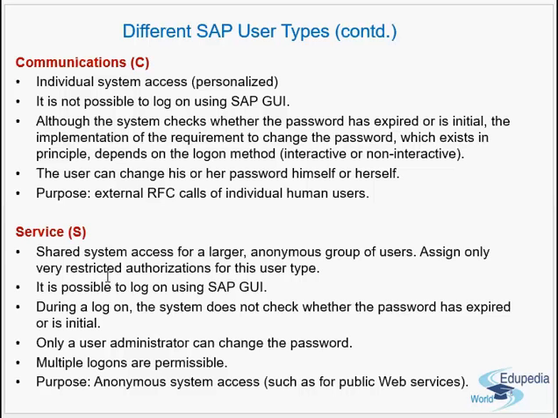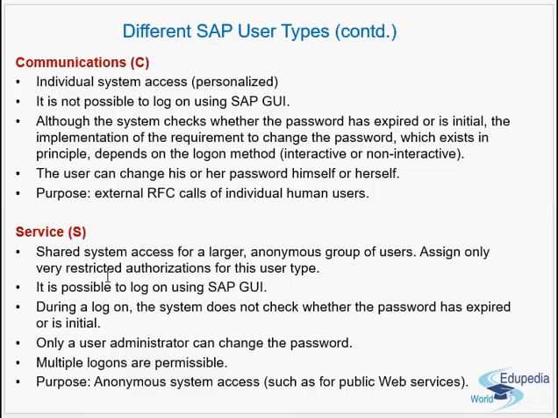But here, unlike a user who can change his password, this group of users can't change the password, because the user ID is shared by a set of users. Say if one user among the 5 changes the password of this service user, then the others, if they are not communicated, will not be able to log in. And multiple attempts to log in with the wrong password lock the user ID. That's why here only the administrator is permitted to change the password, and the purpose of this service user ID is for multiple logons. And the other thing is it's used for anonymous system access.